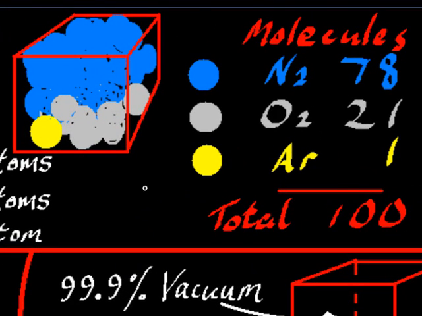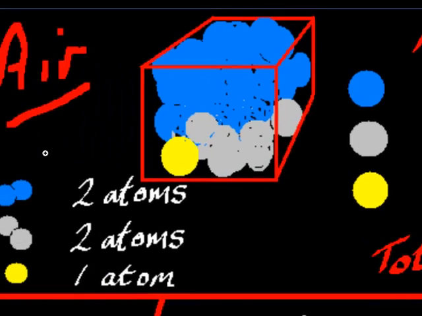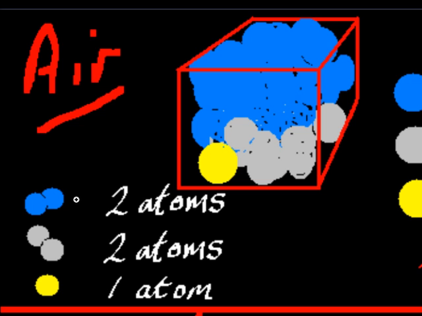If you could catch 100 molecules of air and put them in a box like this, then the chances are you would have 78 molecules of nitrogen, 21 molecules of oxygen, and 1 molecule of argon. Add them all up, that comes to a total of 100. The molecules are made up like this. The nitrogen molecule is made of 2 atoms joined together. The oxygen molecule is 2 atoms joined together, and the argon molecule is just 1 atom.